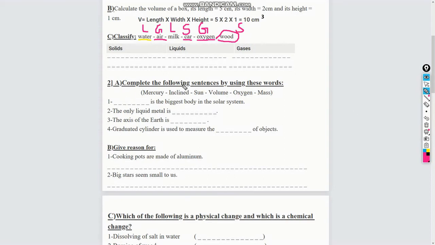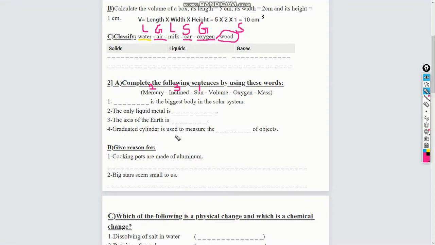Okay. Complete the following sentence by using these words. What is the biggest body in the solar system? Yes, it's the sun, so sun here is number 1. The only liquid metal is, yes, it's mercury, so mercury is number 2. The axis of the earth is, I'm sure it's not volume or oxygen or mass. Yes, it is inclined. So inclined is number 3.